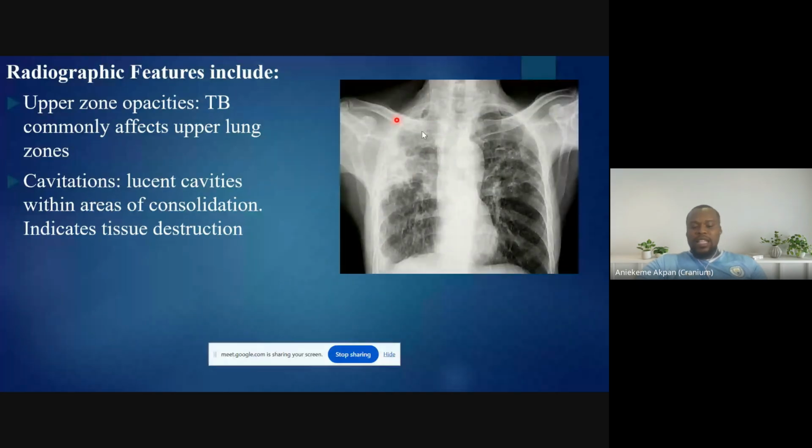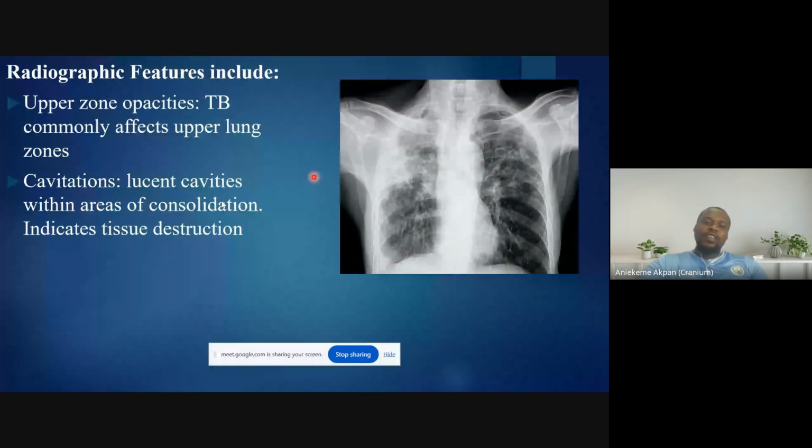In some instances, they can even require the removal of an entire lung, and then the person will be living with one lung. I've seen a lot of patients coming to do chest X-rays, and they have just one lung. The other one has been removed, probably due to a cancerous disease, or it can even be chronic tuberculosis. So you will see cavitation, loosened cavities within areas of consolidation.